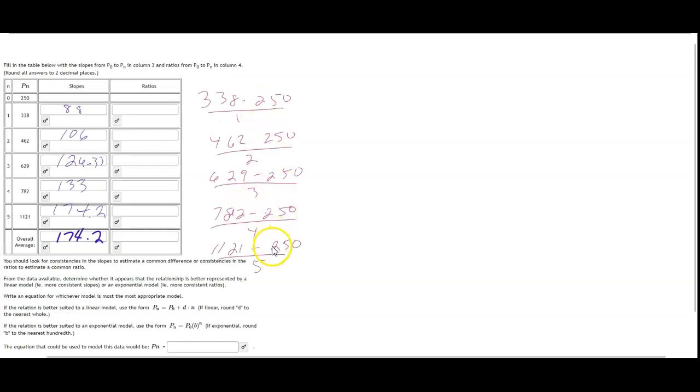And continuing with those calculations all the way down, we get the following values from the first, second, third, fourth: 88, 106, 126.33, and so on. And you notice that those slopes are not very consistent. It's increasing quite a bit. So let's take a look at the ratios next.